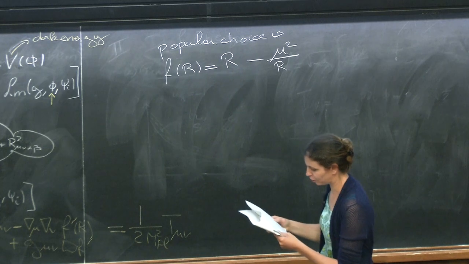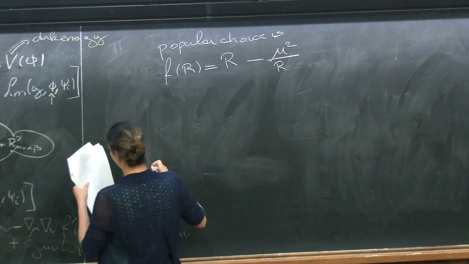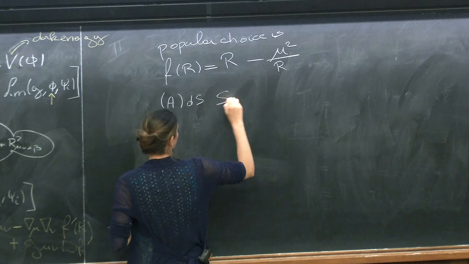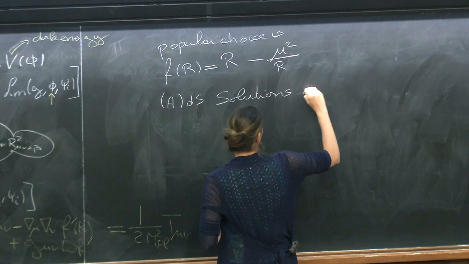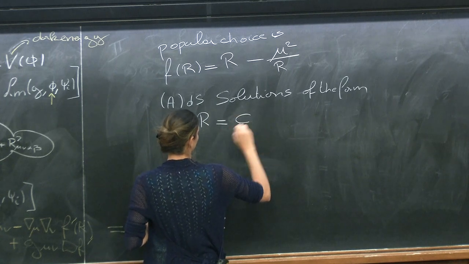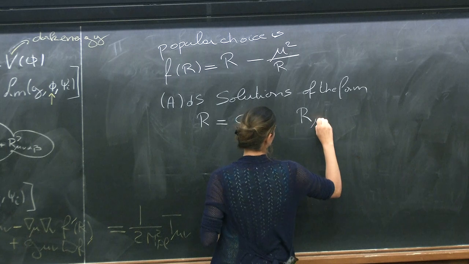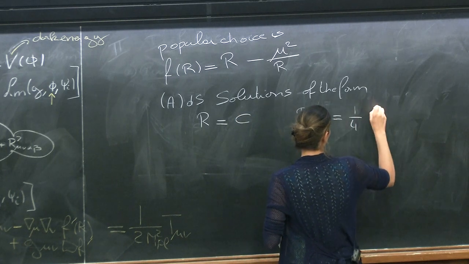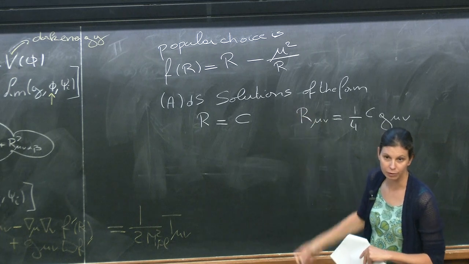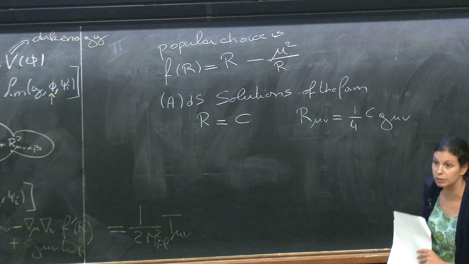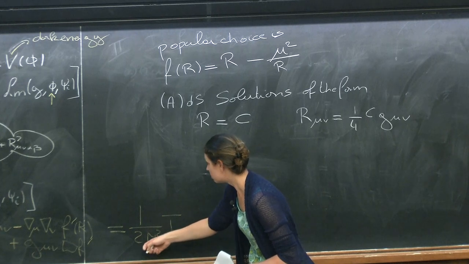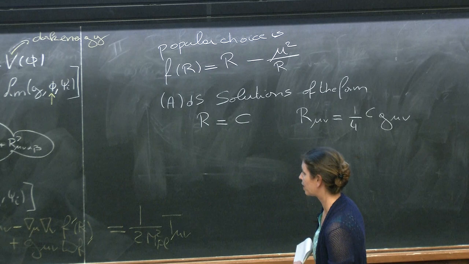Instead, if you have your function f of R being like so, you can see that you have the de Sitter or AdS solution of the form, let me just say the scalar curvature is a constant, so just a constant like that. That means that the Einstein tensor would be 1 over 4 C g mu nu. You want that because you want to see if you can have something that looks precisely like de Sitter in this type of theory, without the need of a stress energy tensor on the right-hand side.